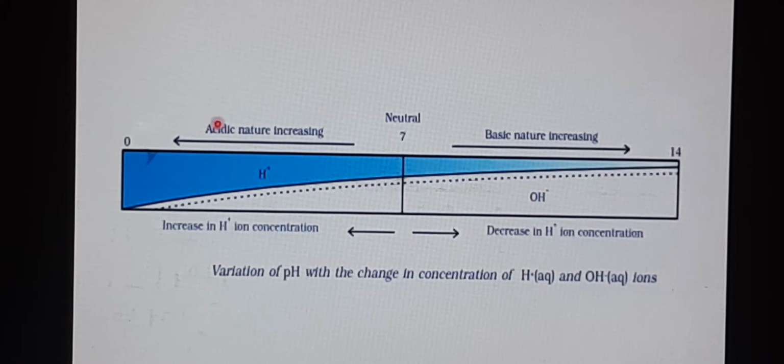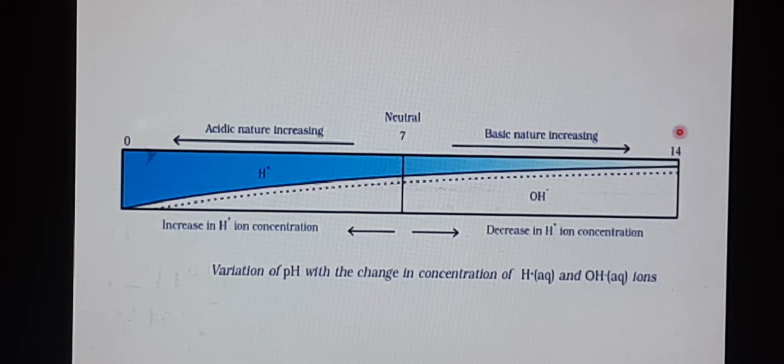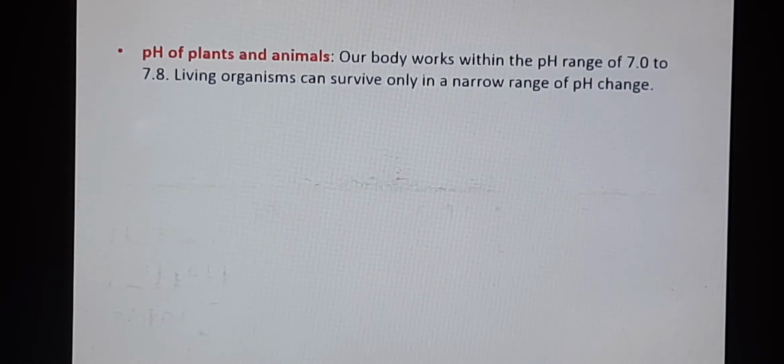So like this, these arrows are also there to show you while we go from 0 to 7, acidic character will increase, and if we go from 7 to 14, basic characters will increase. So this was all about pH scale. Now let's understand what is the importance of pH in our daily lives.